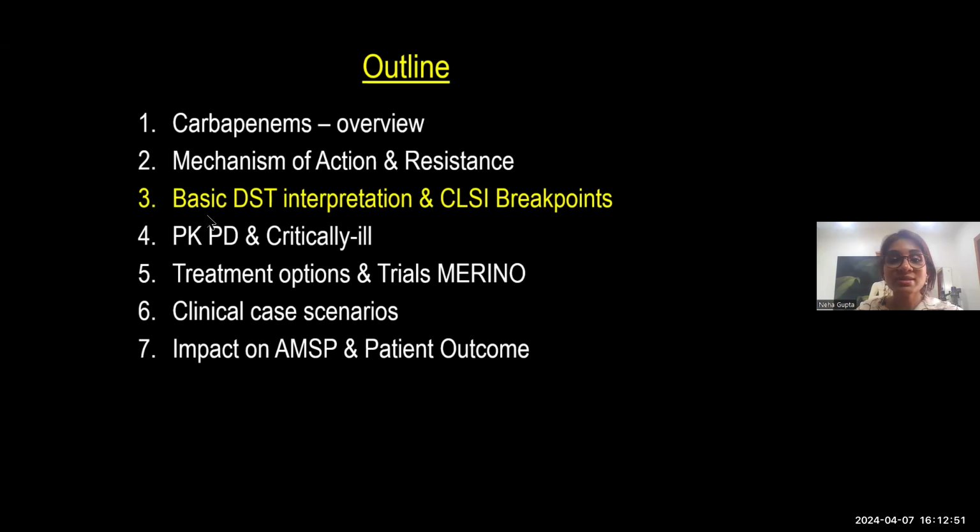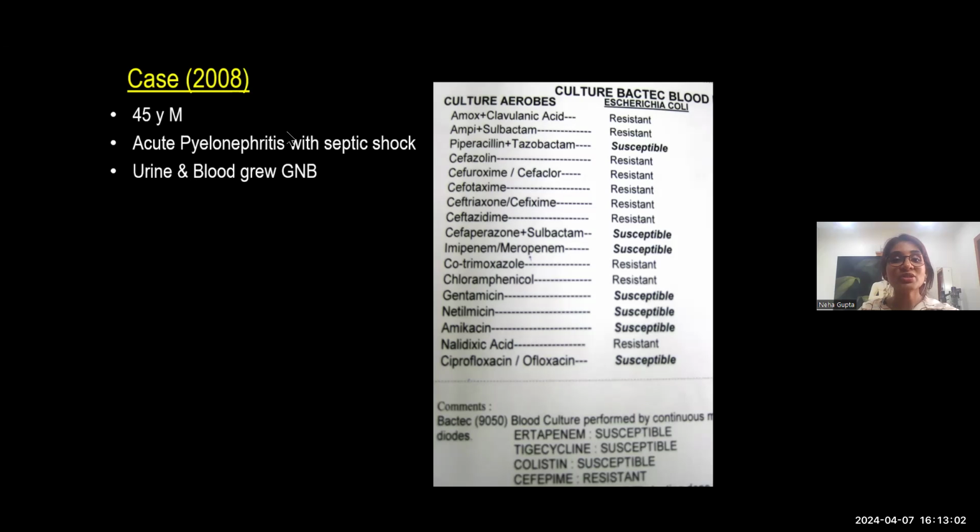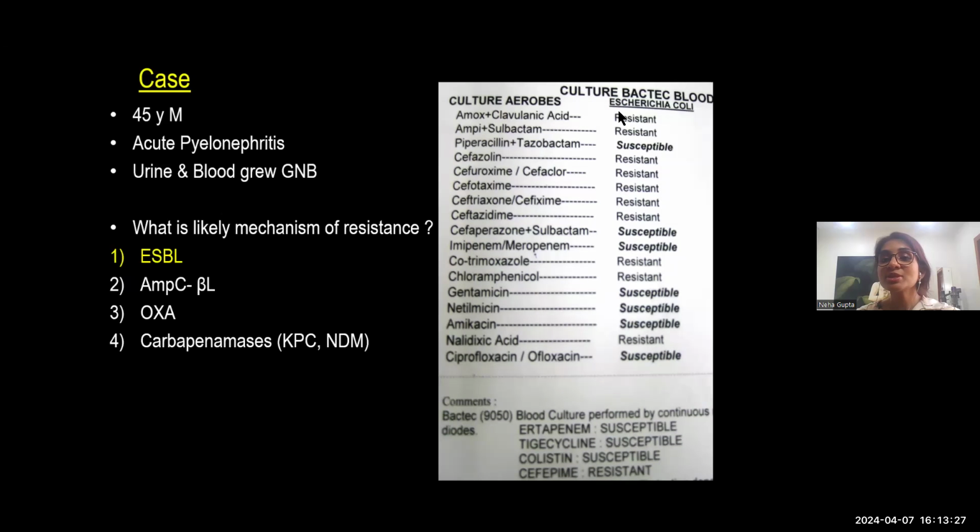Now let's go on to discuss basic drug susceptibility interpretation and a few points regarding the breakpoints of the carbapenems. This is a 45-year-old gentleman with acute pyelonephritis with septic shock. Urine as well as blood culture is growing E. coli. This is from 2008, but it's a very good case for understanding the likely mechanism of resistance, hence I'm presenting this. What is the mechanism of resistance with this particular susceptibility?